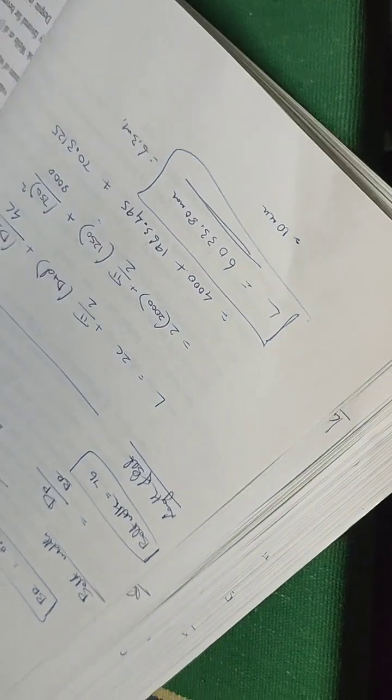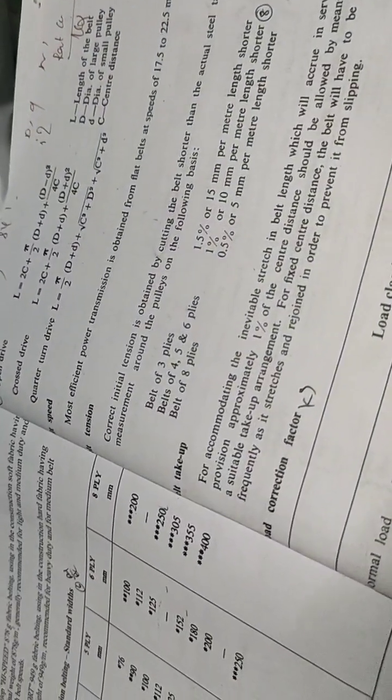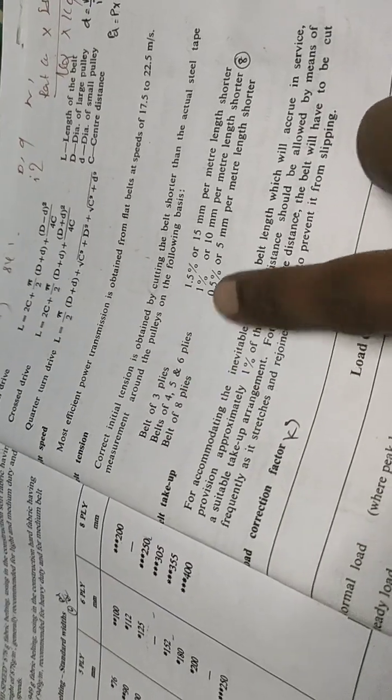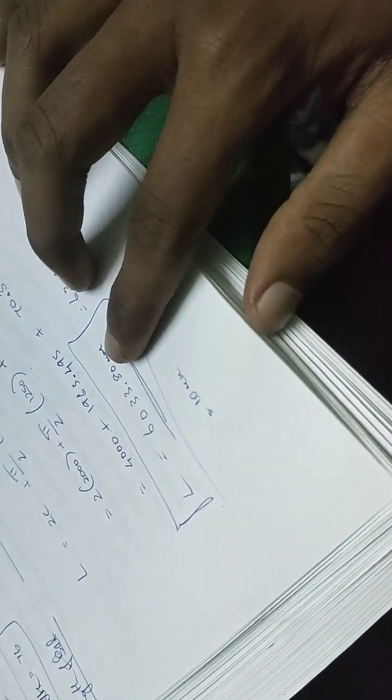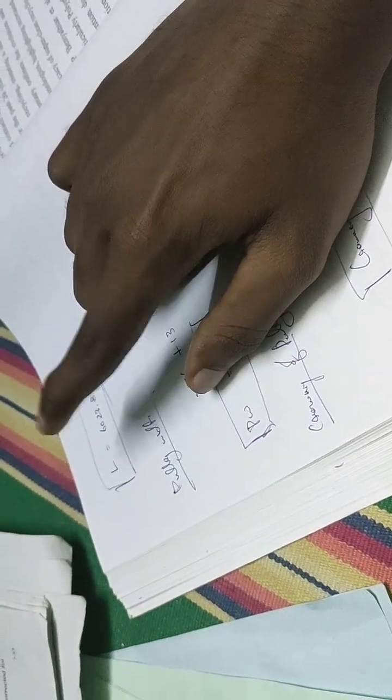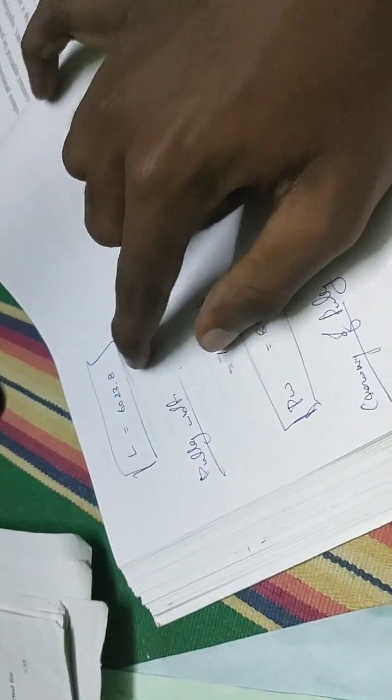Okay, now the next step, we should shorten the belt for the tension. At the bottom you will find that for belts of 4, 5, 6 plies we have to shorten by 1%, or 10 mm per length, so I'll take 10 mm. So it's 6,000 mm minus 10 mm, giving 6023.8. This is the shortened length value after tension.